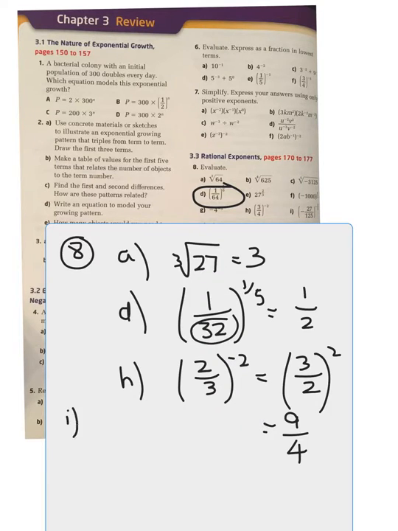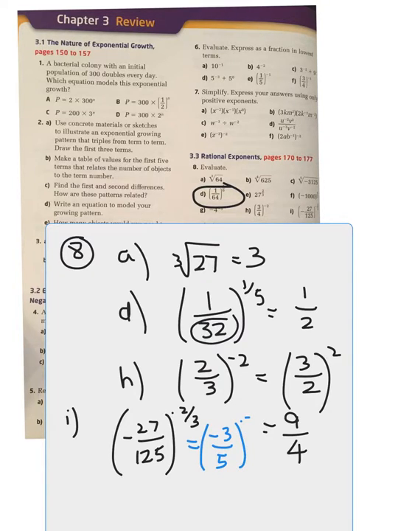And just take a look at I. Let's do this one for you. -27 over 125 to the power -2/3. Okay, we'll do the 3 first. 3 is the cube root. Well, the cube root of -27 is -3, and the cube root of 125 is 5. And then we've got left the -2. The negative sign will flip it upside down, so it's 5 over 3. And to the +2, top is 5 squared, 25, and the bottom is 9, 3 squared.